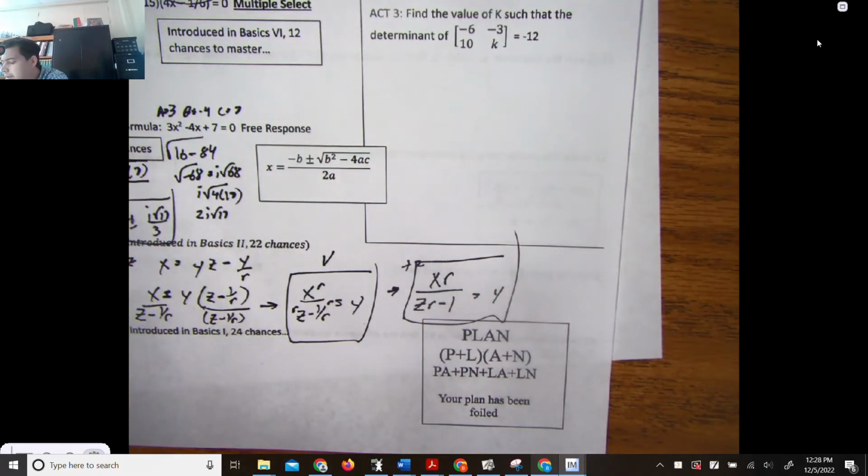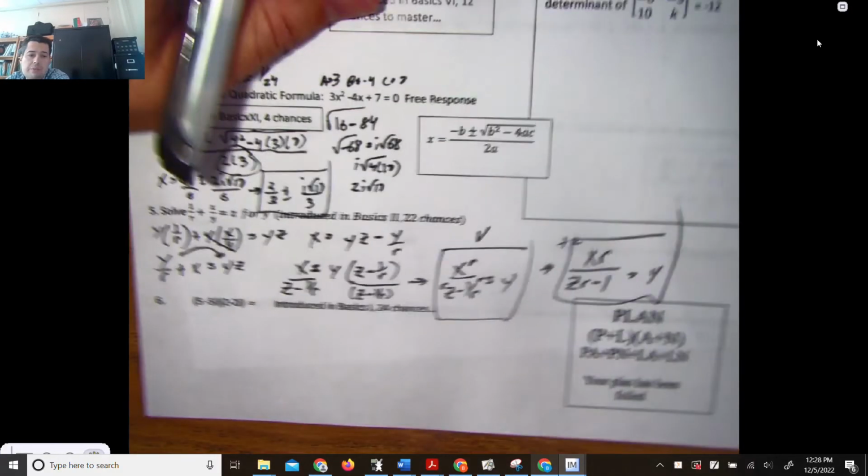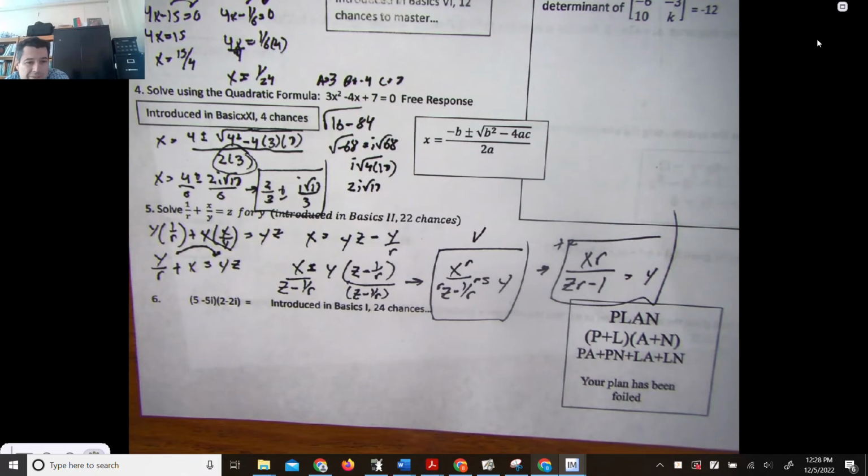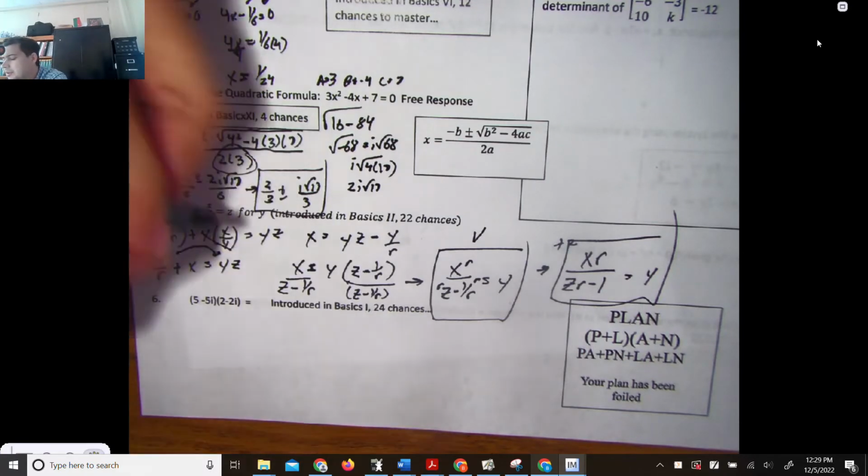You just multiply r into everything in the fraction. The FOIL technique was introduced in Basics 1, so you've had 24 chances to figure out how to FOIL. I don't know what's wrong with you. You don't deserve to pass Algebra 2. So get it together and figure it out and deserve to pass Algebra 2.